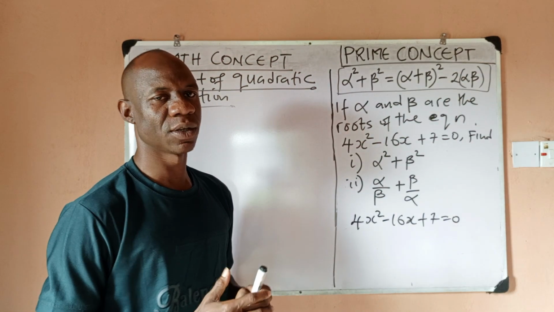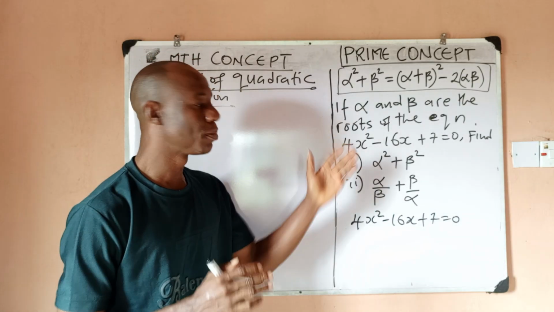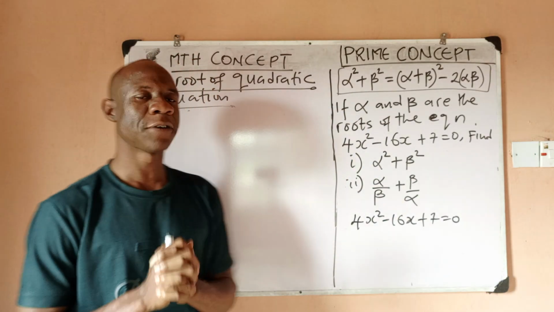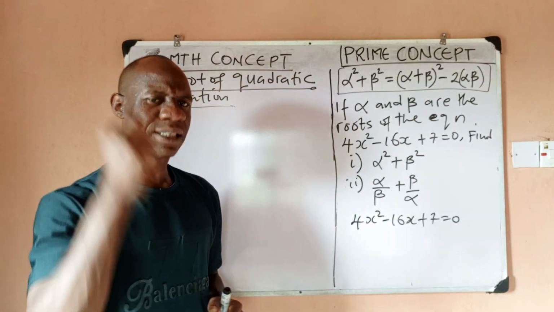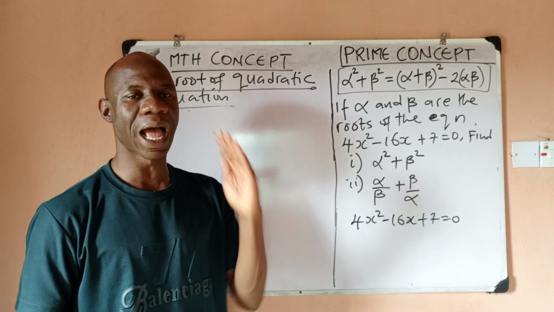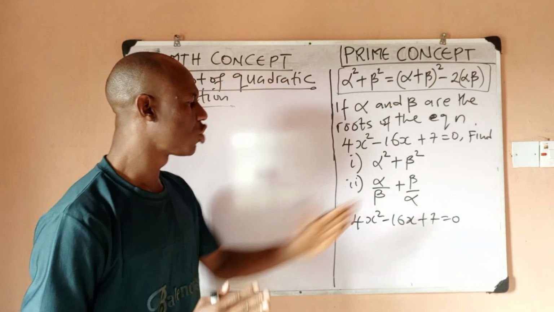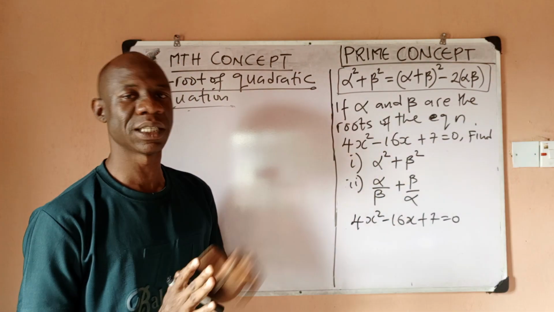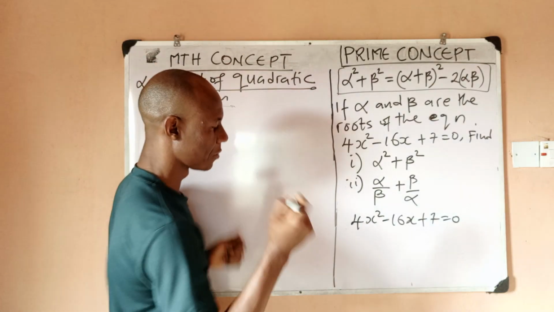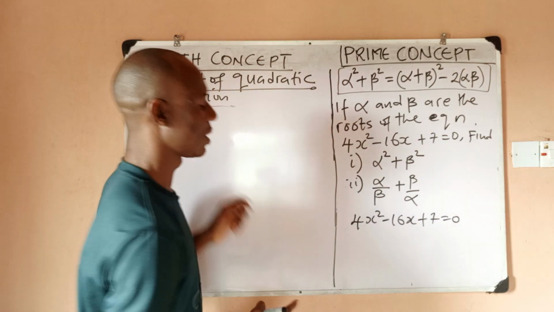Now I mentioned in my previous video, which I would mention again, that anytime they give you a problem under alpha beta, anything they want you to find, the first thing you need to be able to find is alpha plus beta and alpha beta. So before we jump into what they even want us to get, first I want to find alpha plus beta, and I also find alpha beta.